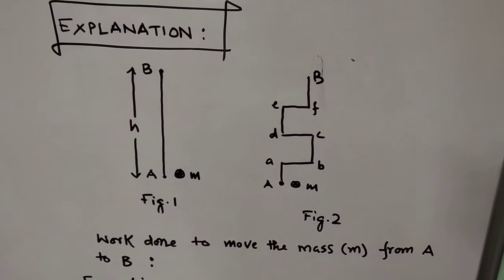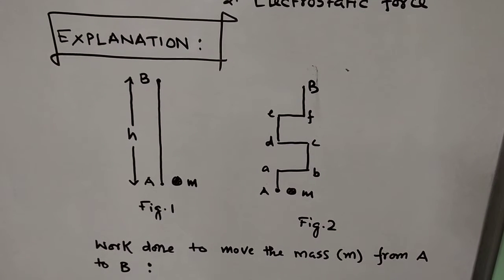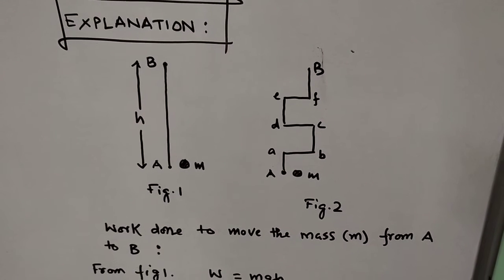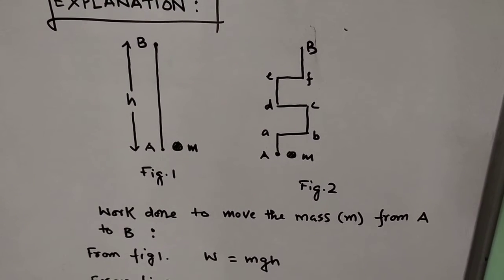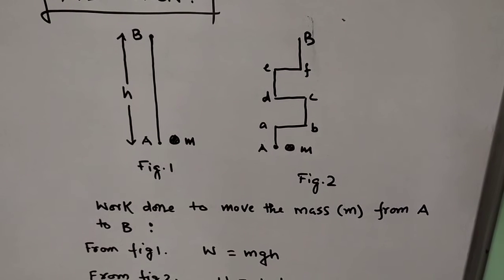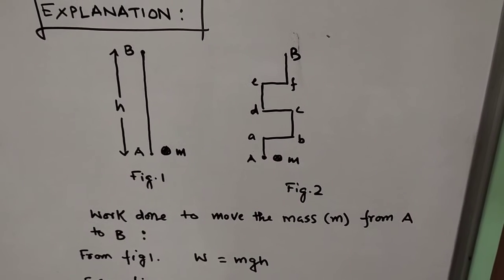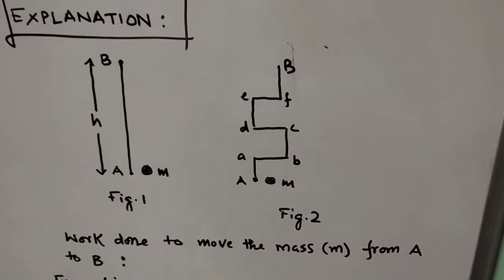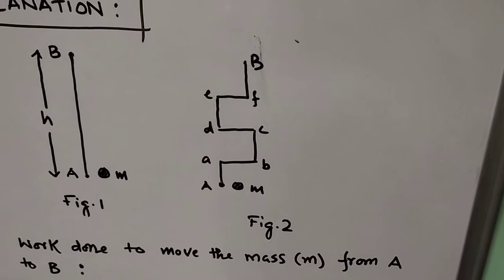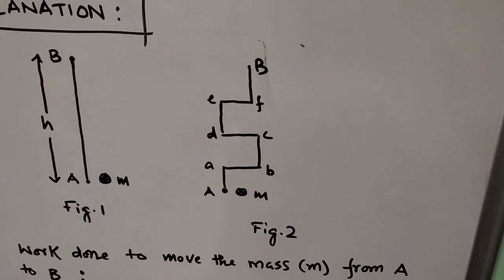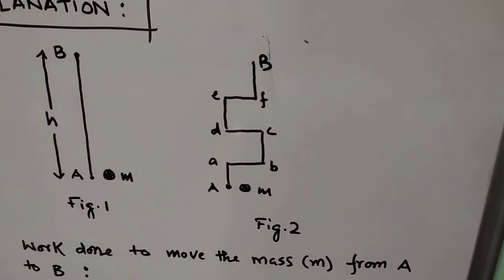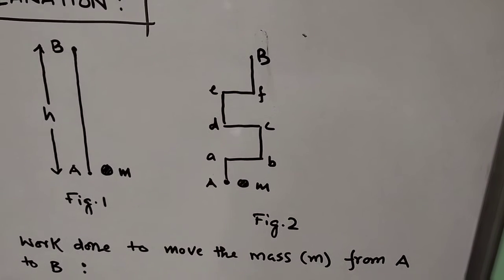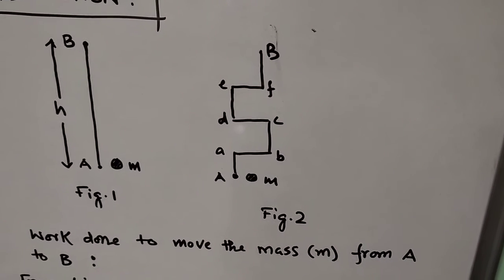In figure 1, we are trying to move a particle of mass m against the gravitational force from A to B. So let me read out. Work done to move the mass m from A to B. In figure 1, we have given a straight path from A to B. But in figure 2, we have given a zigzag path. The particle has to move from capital A to small a, then small a to small b, then b to c, then c to d, d to e, e to f, and f to B.